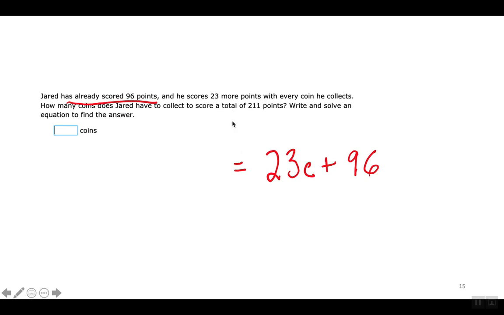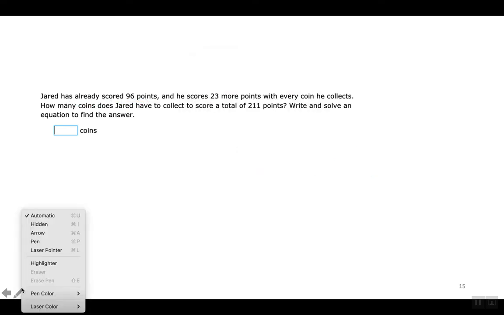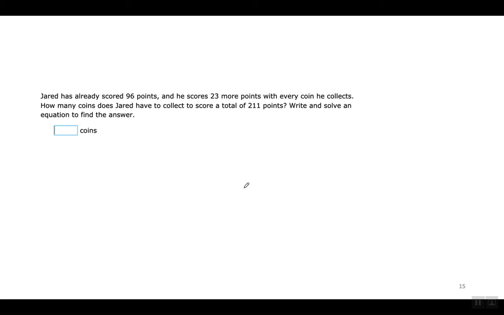You know what? This is bugging me. Let me do it in English. Jared ya tiene 96 puntos y él va a tener 23 puntos más por cada moneda que él colecta. ¿Cuántas monedas él tiene que colectar para que él tenga en total 211 puntos? Así que tengo que resolver para C. You gotta solve for C.